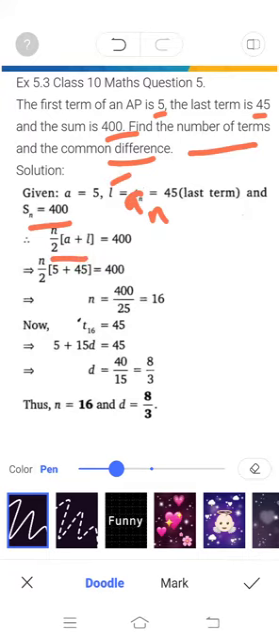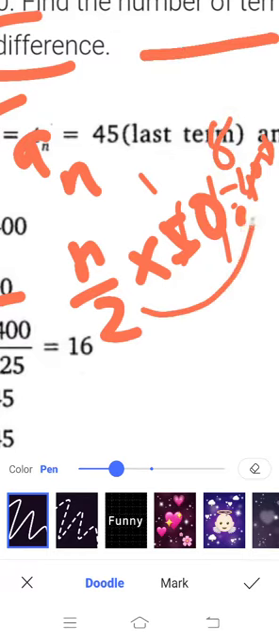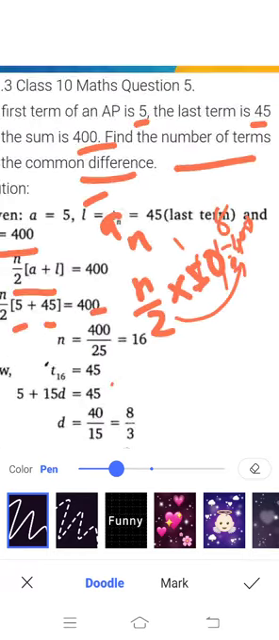So n by 2 into (a value is 5 and l value is 45) is equal to 400. So n by 2 into 5 plus 45, which is 50, is equal to 400. Now 10 and 10 get cancelled. 5 1s are 5, this is 8 times. Now this 2, when you transpose, 8 into 2, so 8 2s are 16. So the value of n is 16. We got 16 terms.